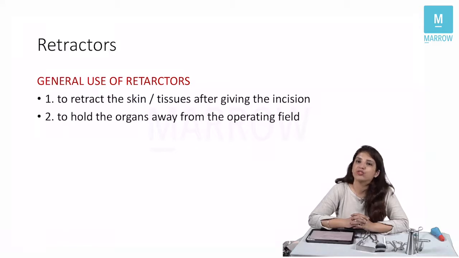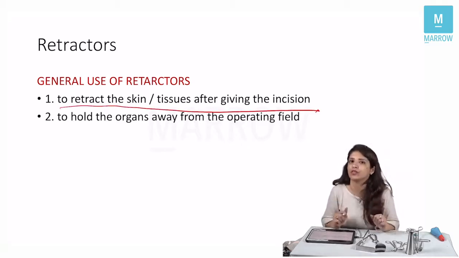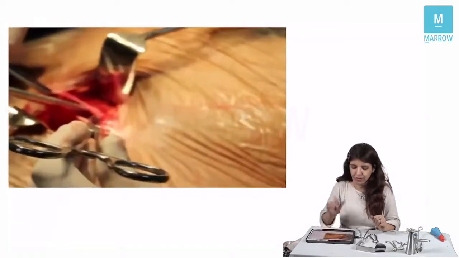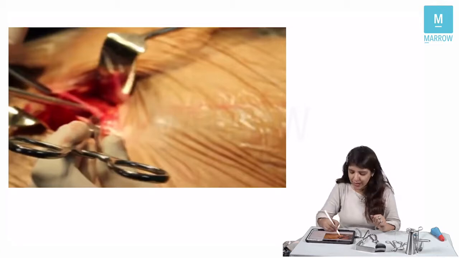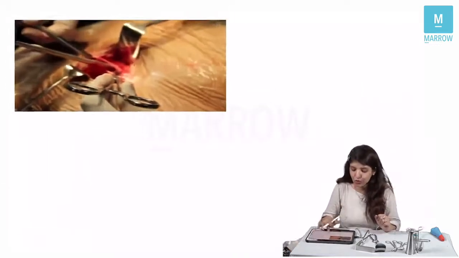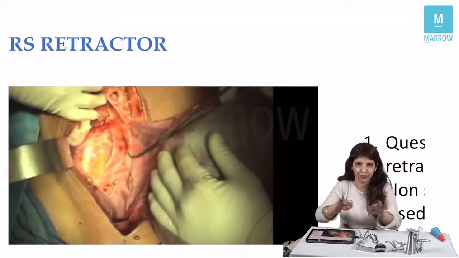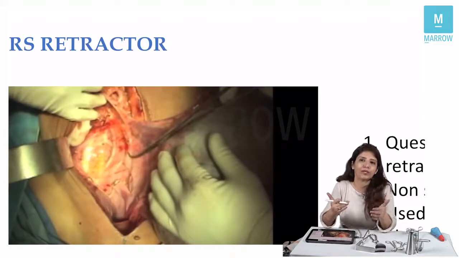Now let's talk about retractors. Now when I say that we use retractors, there are basically 2 uses of retractors. Number 1 use of retractor is to retract the skin and the tissues after you have given the incision, right? For example, I'll show you an image here. See here, right? So if you want to retract the skin and the tissues after you have given the incision, then you can use retractors. Number 2 use of retractors could be when you want to retract the abdominal organs, right? And you want a clear operating field.